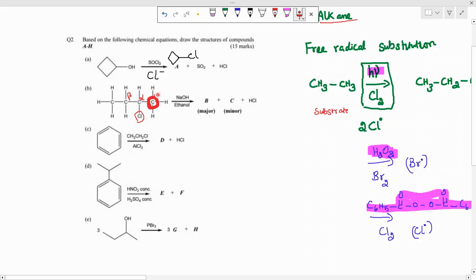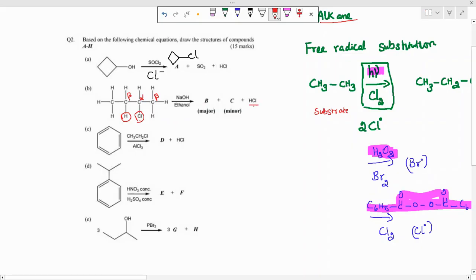This beta carbon atom has 3 hydrogen atoms, and this beta carbon atom has only 2. So the carbon containing fewer hydrogen atoms should lose hydrogen. That's why we have to remove that Cl and this H. That is called beta elimination. So beta elimination means actually HCl has been removed.